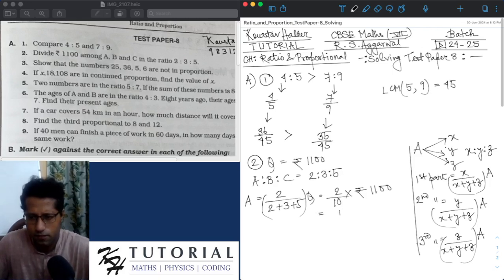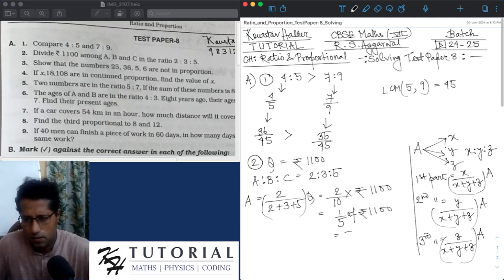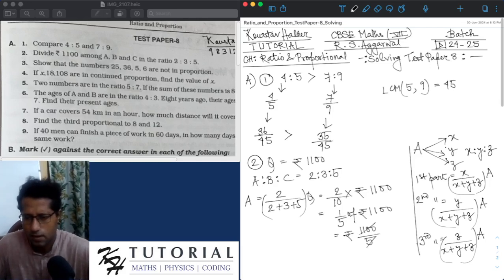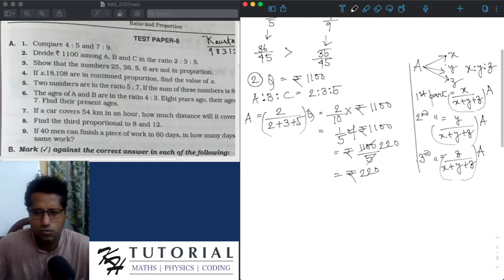This is 1/5 of rupees 1100. This is rupees 1100 by 5. Now if we do the cancellation, if you simplify it further, reduce it to the simplest form, we get 2 and 2 and 0. So this is rupees 220. So A is equal to rupees 220.